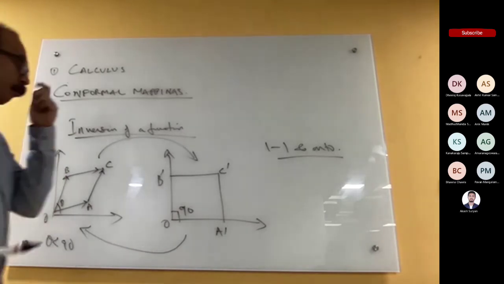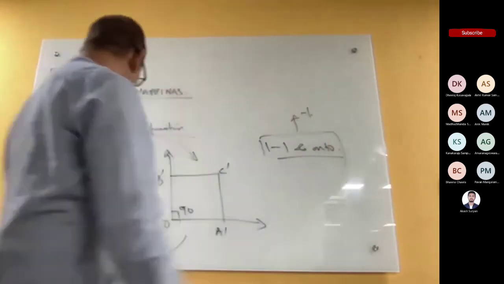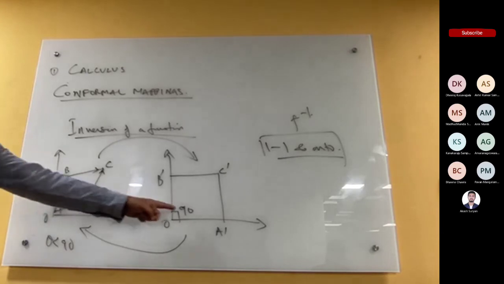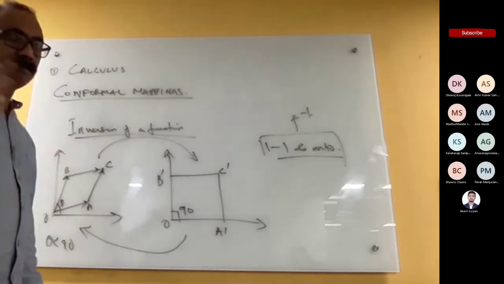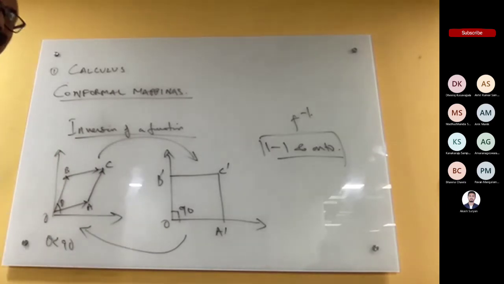Okay. What does one-to-one and onto inversion guarantee? It only guarantees unique points. You will get unique points, but there is no guarantee that these angles will be maintained when you are getting back. Okay. And this is a big problem. This is a big problem, largely in physics only.